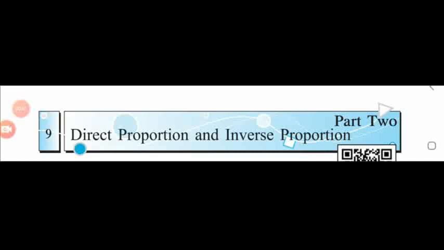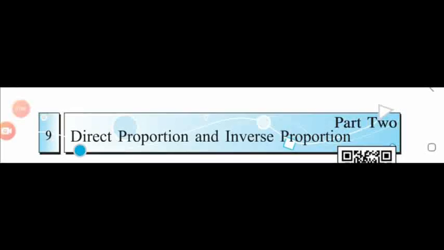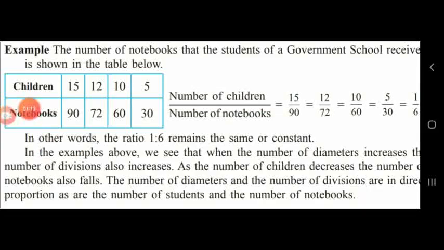So the remaining chapters number 9, 10, 12, 13, 14, these you have to prepare for your unit test and annual exam. So we will start today with chapter number 9, direct proportion and inverse proportion. What is meant by direct proportion? That we will see with the help of an example.